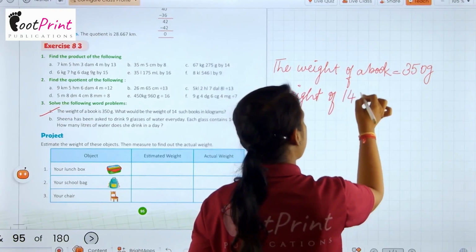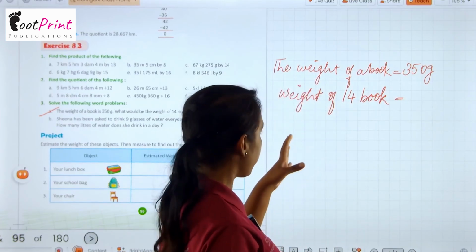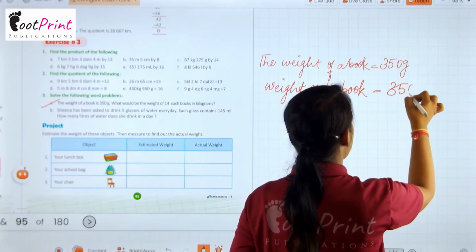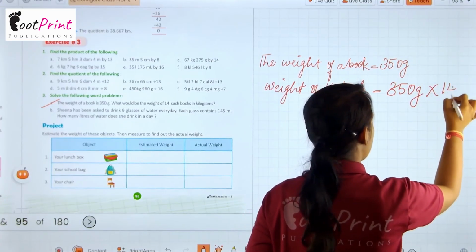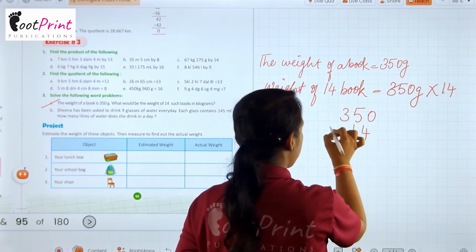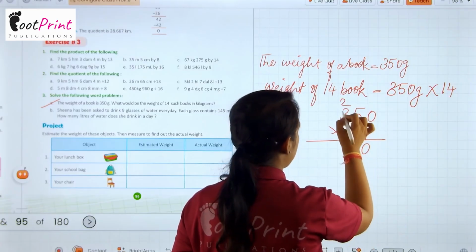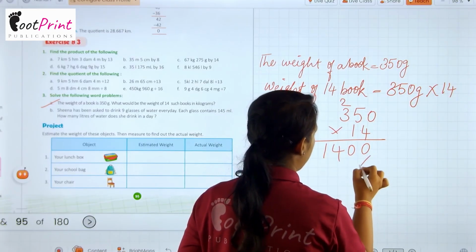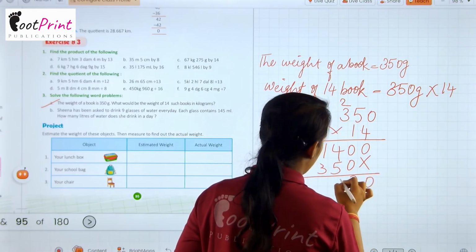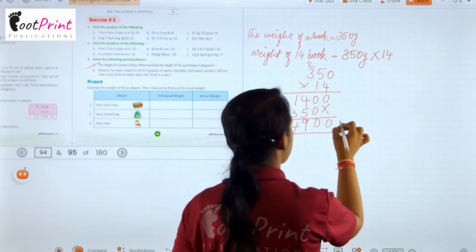Now we have to find out the weight of 14 books. So here we write 14 books. And if we find out the weight of 14 books, what do we do? We will multiply 350 gram by 14. 4 into 0 is 0, 4 fives are 20, and 2 carried; 4 threes are 12 and 2 is 14. Here we have 0, 1 five is 5, 1 three is 3, 0, 0, 9 and 4. What do we have? We have 4900 gram.